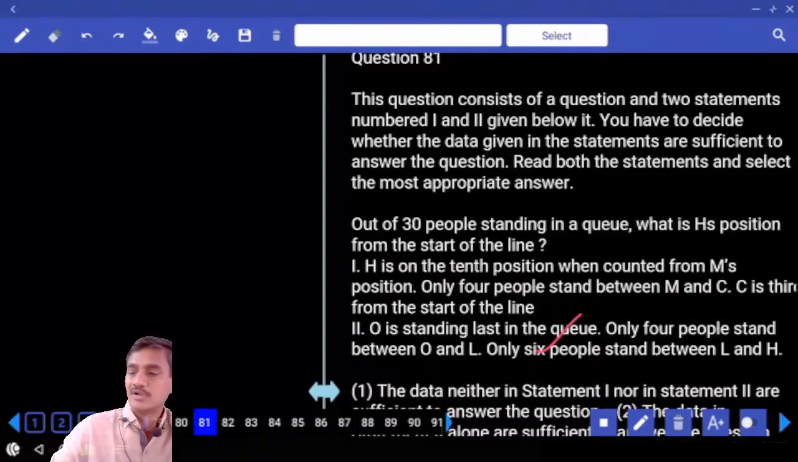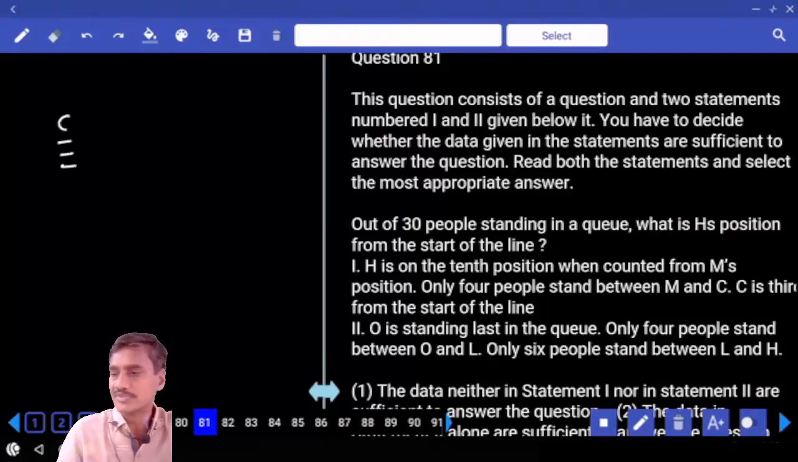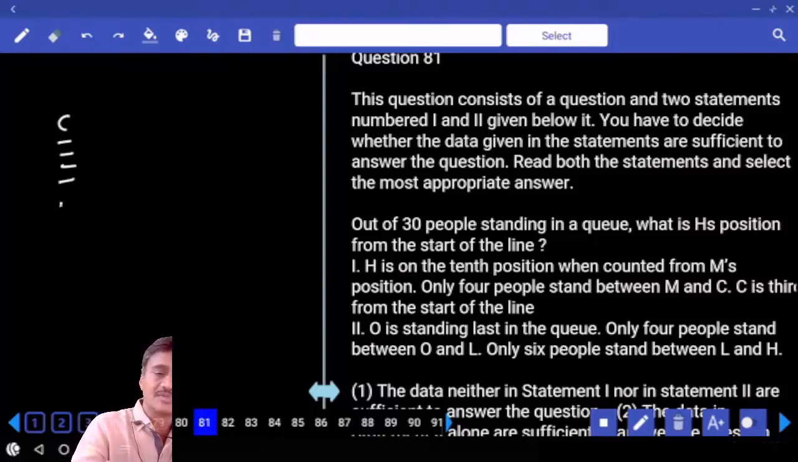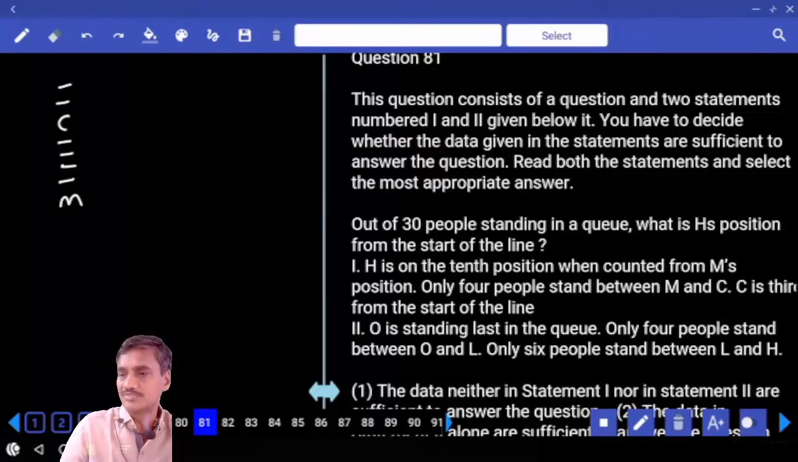Now 81, out of 30 people standing, what is H's position from the starting of the line? H is at the 10th position when counted from M's position. Only 4 in between M and C. C is third from the starting of the line. And how many persons in between? C is third and only 4 people between M and C. M comes here. And because C is third, how many should be in front, tell me? Only 2 more people. And next one, H is at the 10th position when counted from M.